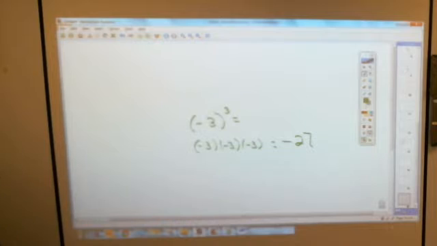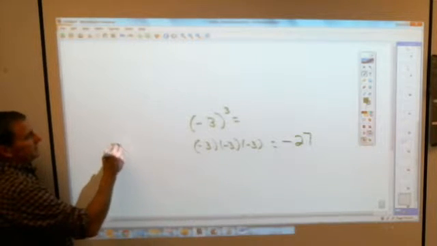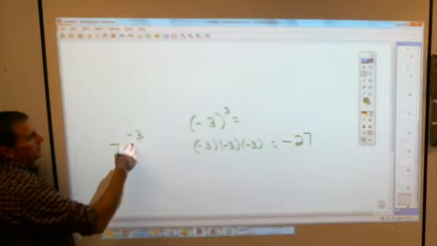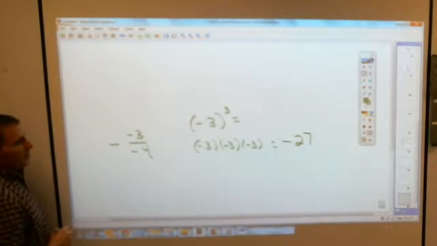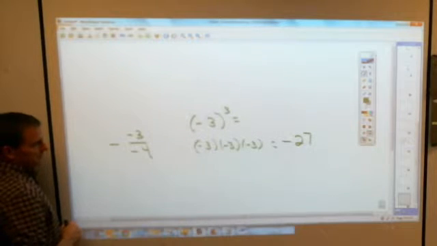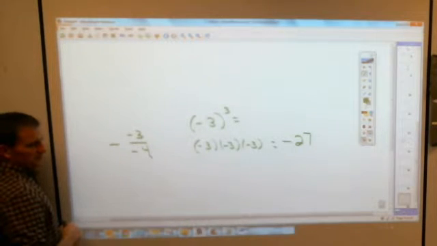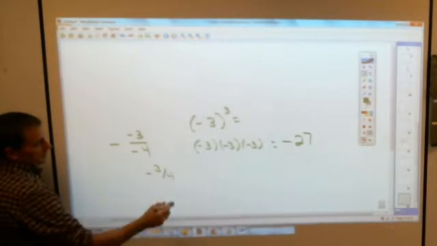27. Or, oh wait, let's try fractions. What about this? Negative 3 over negative 4. If you had all that, what would that all simplify down to? Anybody? How many negatives? 3. So my answer is going to be negative or positive? Negative. Just a negative 3/4.